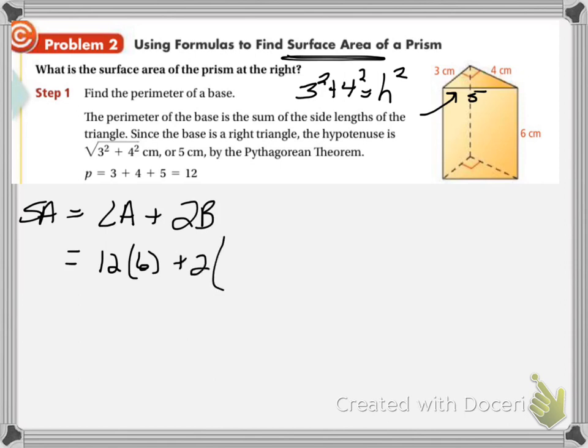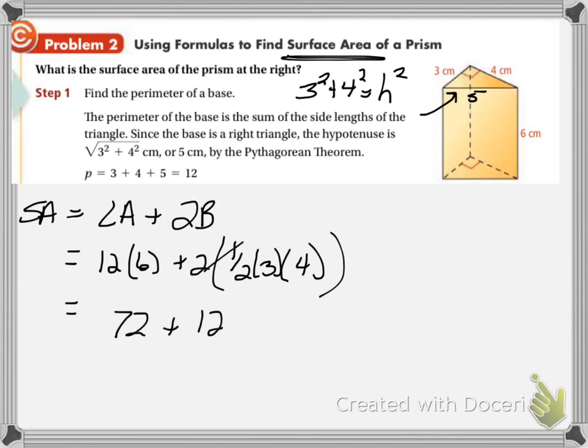plus 2 times the area of your base. Well, again, the base is a triangle, so what's the area of that? 1/2 your base, which is 3, times 4, which is your height. And again, it's a simple matter of punching your calculator. 12 times 6 gives me 72, plus 2 times 6 gives me 12, for a total area of 84. We're talking about area, so it's centimeters squared.